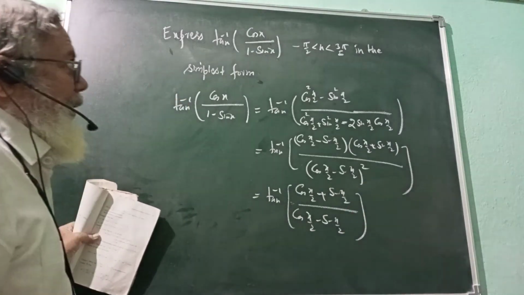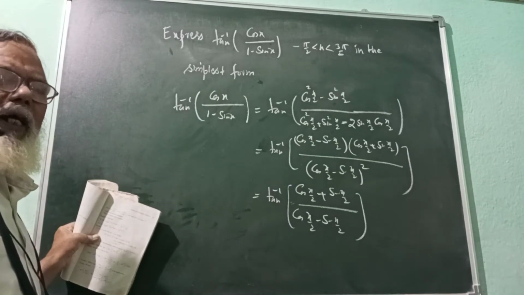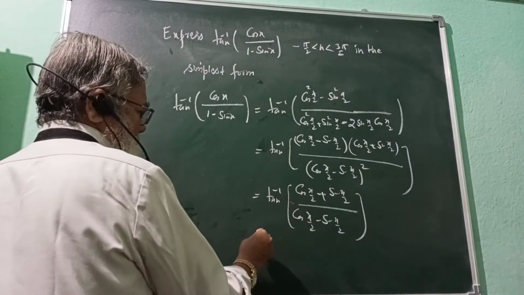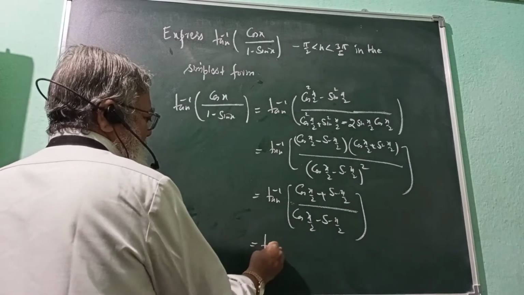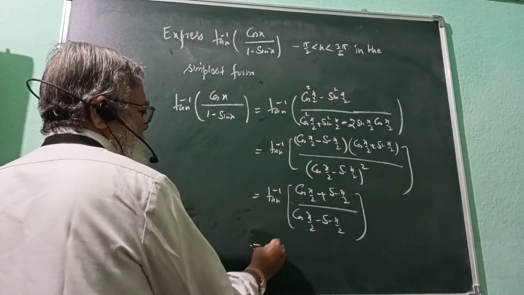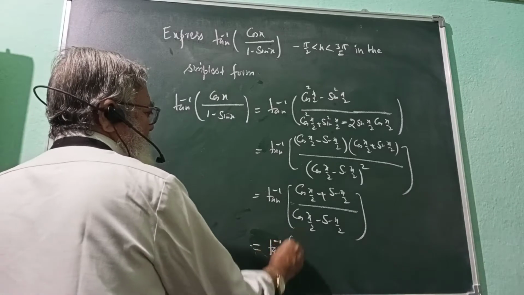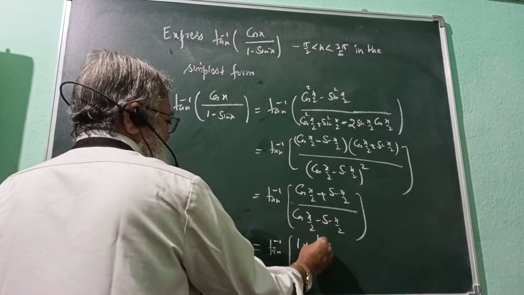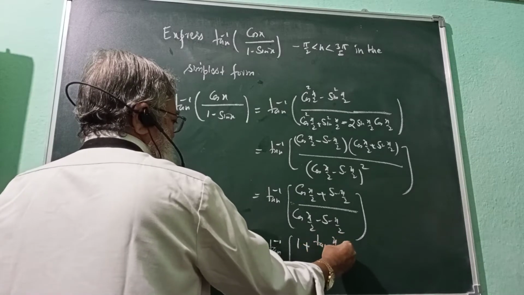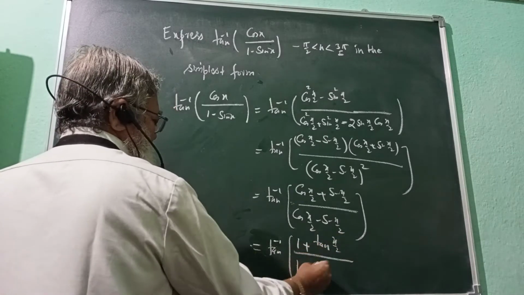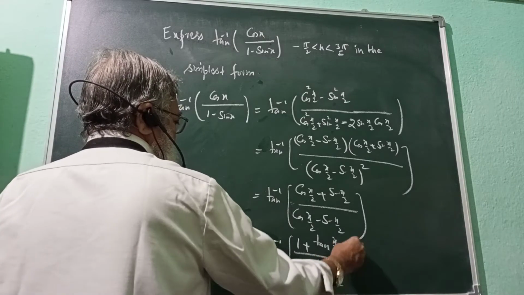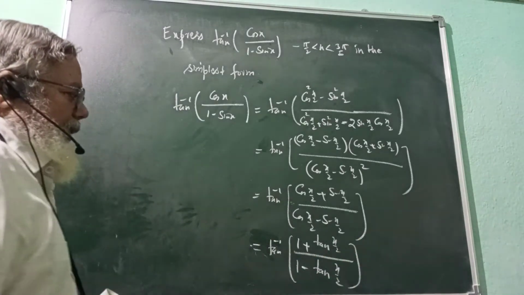Now we divide the numerator and denominator of this quantity by cos x by 2. So dividing numerator and denominator by cos x by 2, we get 1 plus sin by cos, that is tan x by 2, divided by 1 minus sin by cos, again tan x by 2. Look here.